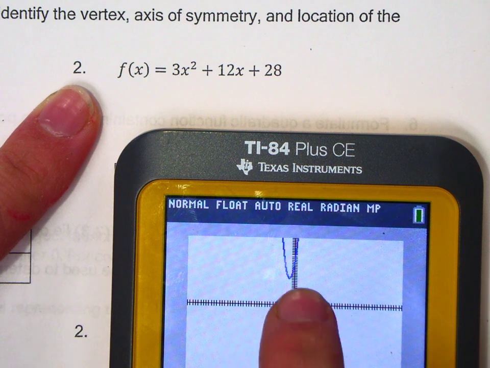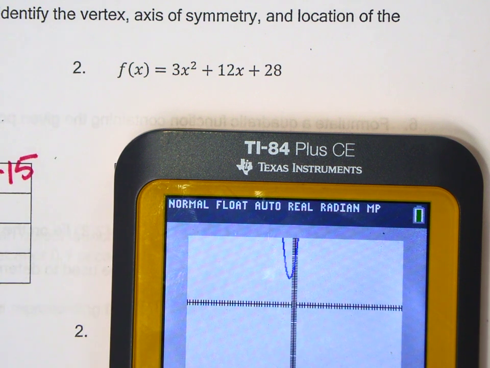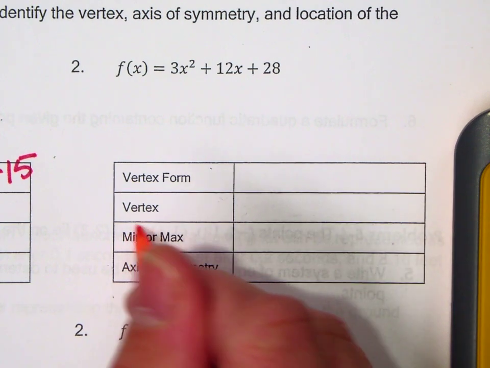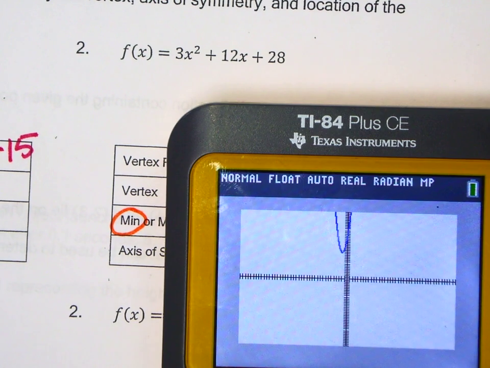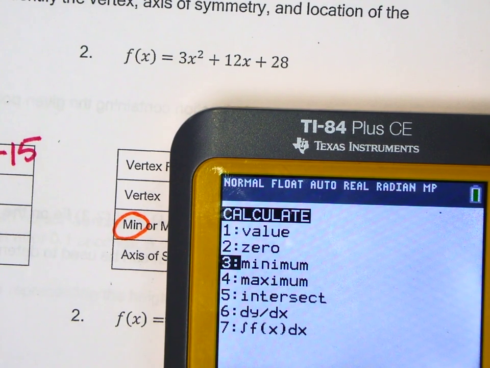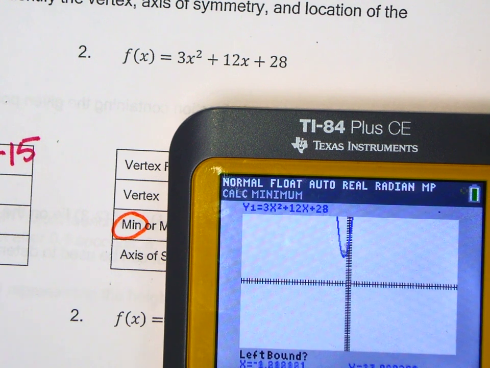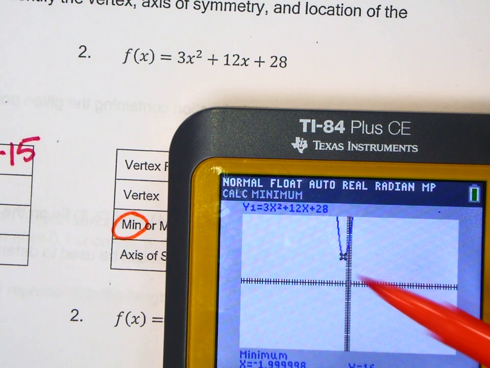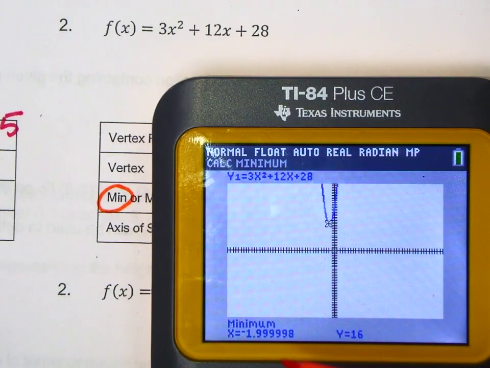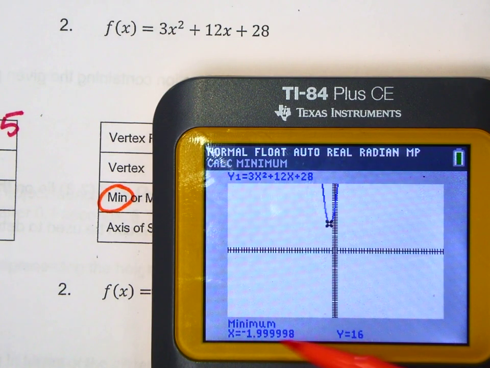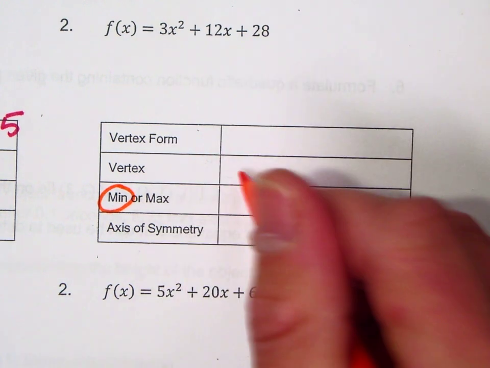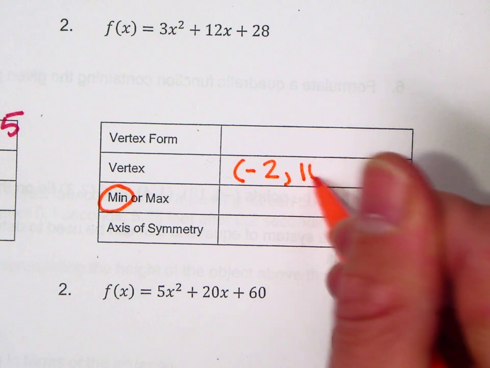All right, so I can see my graph. I can see I have a minimum. All right, so on my paper, I'm going to circle minimum. I'm going to go second trace, and I'm going to choose minimum. Move your spider on the left side of your vertex, hit enter. Move it on the right side, hit enter. And then enter for your guess, and it will pop down on your vertex. So my vertex is going to be at negative 2, because I'm going to round the 1.9999. So negative 2, 16. So my vertex is at negative 2, 16.